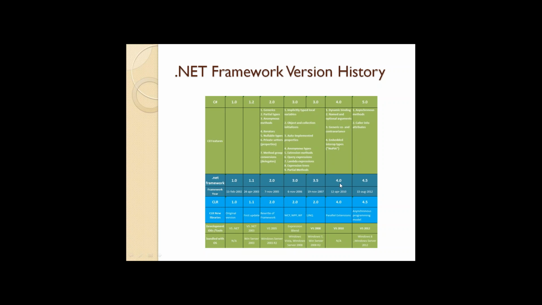Then later, with 4.0, the CLR version changed to 4.0. There is no CLR 3.0. Directly it jumped to 4.0, and then with 4.5 it jumped to 4.5. So this is the .NET Framework version and this is the CLR version.